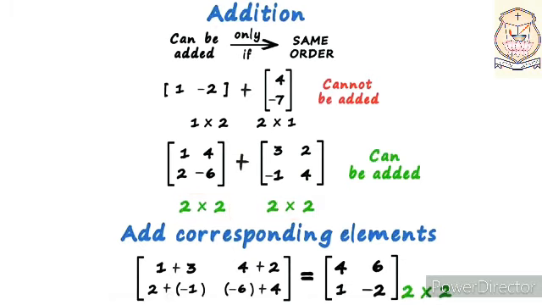To summarize, first check if the matrices can be added using this rule. If yes, then add the corresponding elements of the individual matrices to get the final matrix.